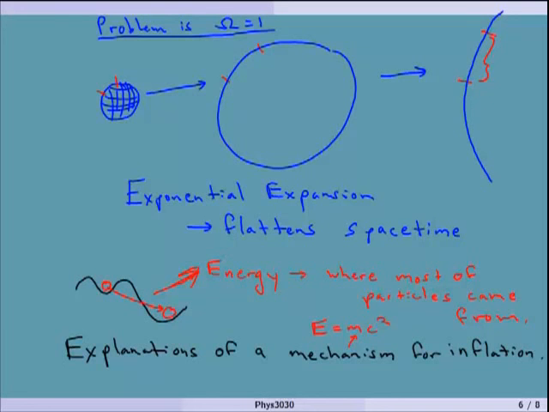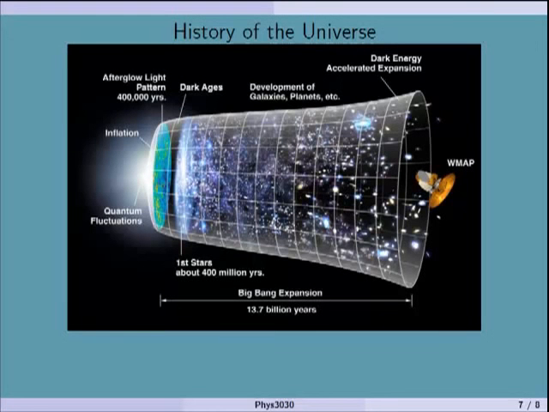Okay, and I want to just end here with a recap of what we talked about a little bit. I have one more neat picture here. This is a common picture. This is from NASA, of sort of the history of the universe. And so we've gotten to the point where there's something going on here, the Big Bang, and then we have inflation where we have this super exponential growth.